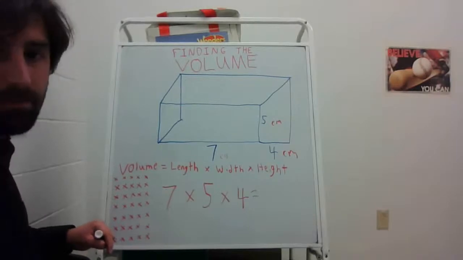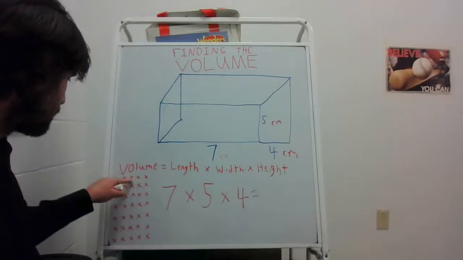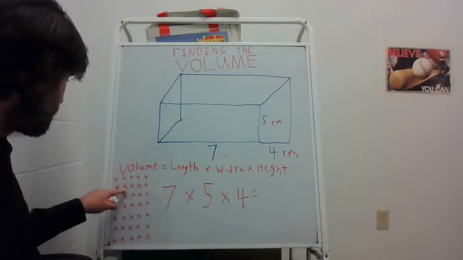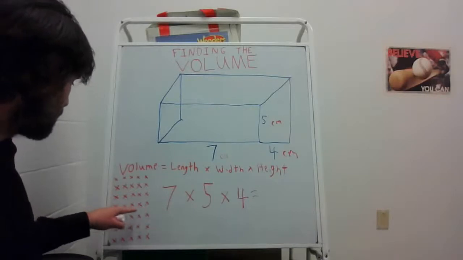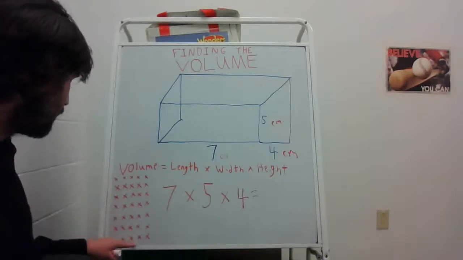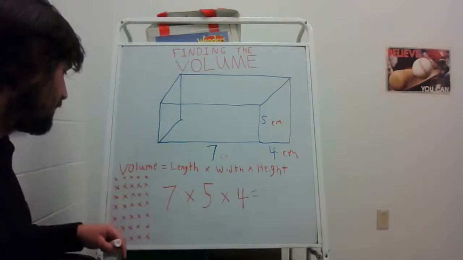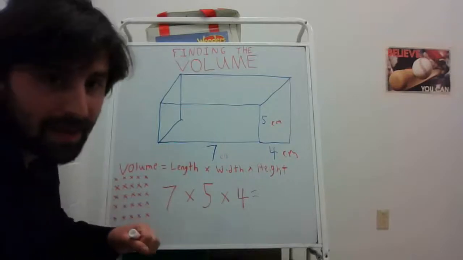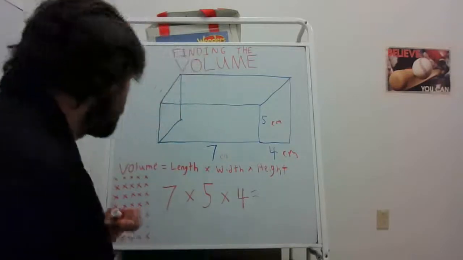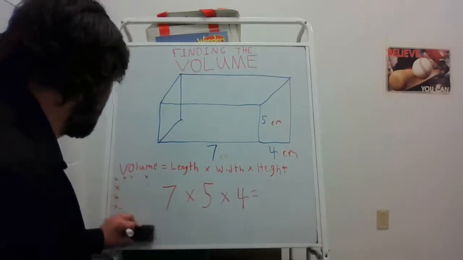And then to figure out 7 times 5, we're counting the total number of x's. 1, 2, 3, 4, 5, 6, 7, 8, 9, 10, 11, 12, 13, 14, 15. Okay, so 35 x's that we counted. 7 times 5 equals 35. So now the next step is to figure out what 35 times 4 is. Now I did that in my head, but if you're not able to do that in your head, here's how you can go about solving that.